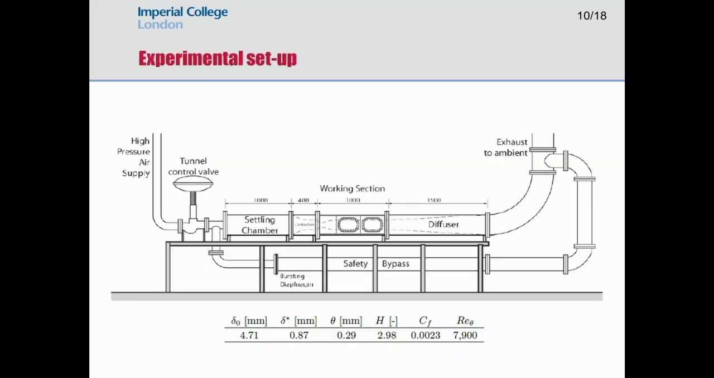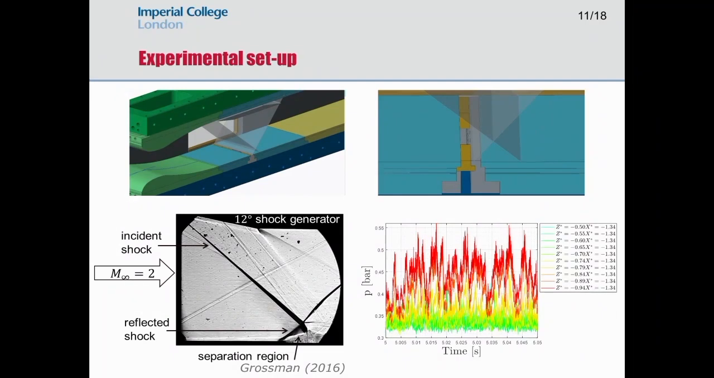The experiments were conducted in the Imperial College Supersonic Wind Tunnel. We build up pressure in the settling chamber. It is accelerated to Mach 2 through the converging-diverging nozzle and into the working section, which is 15 centimeters square. The Mach 2 flow sees the shock generator, which is a 12-degree wedge. An incident shock is generated, which separates the boundary layer, and you get a reflected shock ahead. We take pressure measurements under the reflected shock, and we get a history that looks something like this. So that low-frequency motion is like an upstream meandering of the shock.